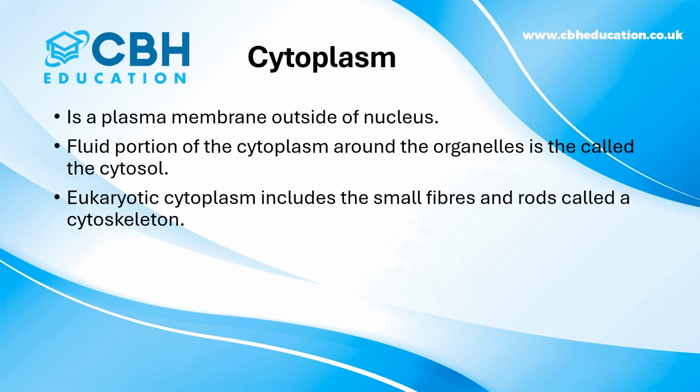So the cytoplasm is the region inside the plasma membrane outside of the nucleus. The fluid portion of the cytoplasm around the organelles is called the cytosol, and the eukaryotic cytoplasm contains small fibers and rods termed a cytoskeleton.